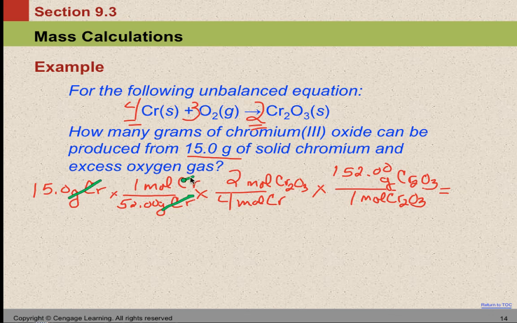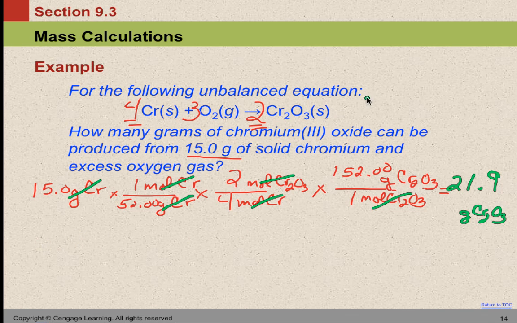Grams of chromium cancel, moles of chromium cancel, moles of chromium-3 oxide cancel. I'm left with grams of chromium-3 oxide. If you do the math, 15 divided by 52.00 times 2 divided by 4 times 152 gives me 21.9 grams of chromium-3 oxide. Now, I can add another question to this, and it can say how many liters of oxygen are used at STP.